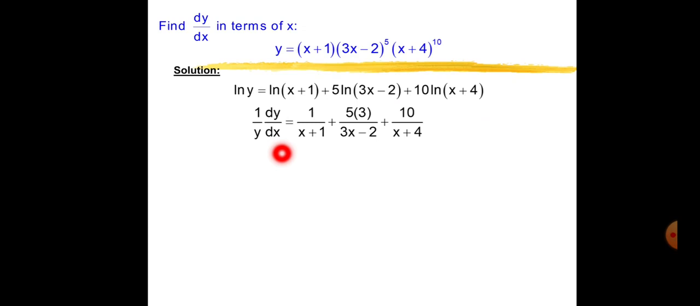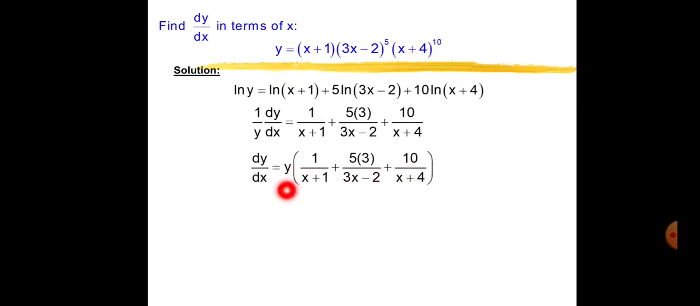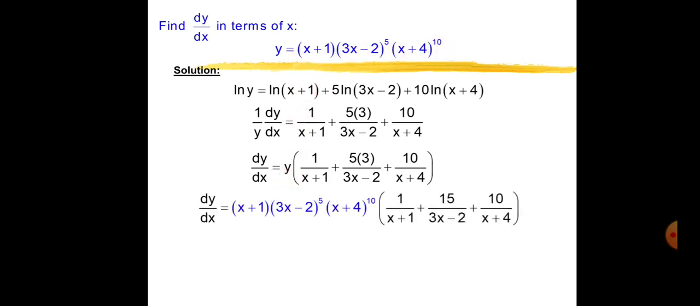Now we have to find dy dx, so we have to multiply both sides by y. So we have dy dx equals y times this bracket, and you can substitute this y by these brackets if you want.